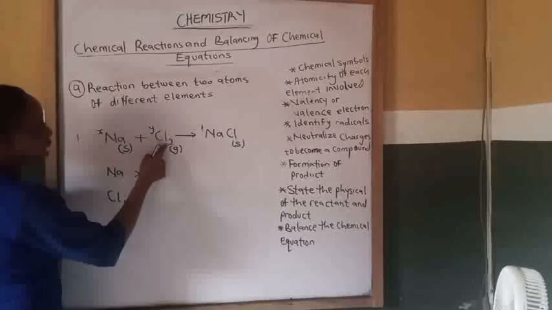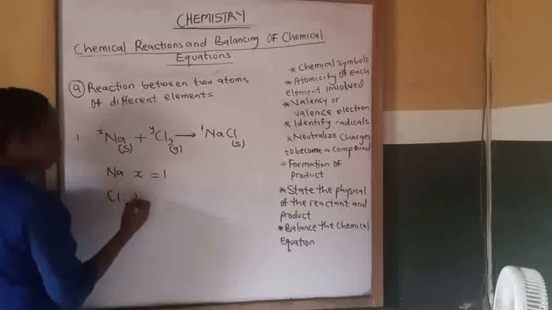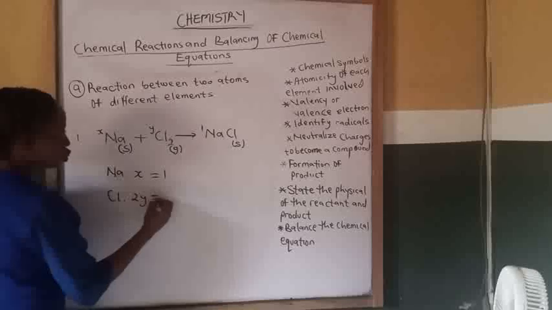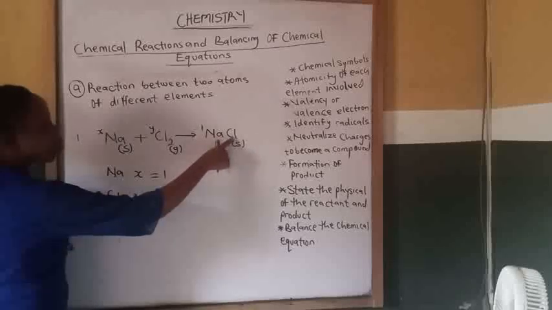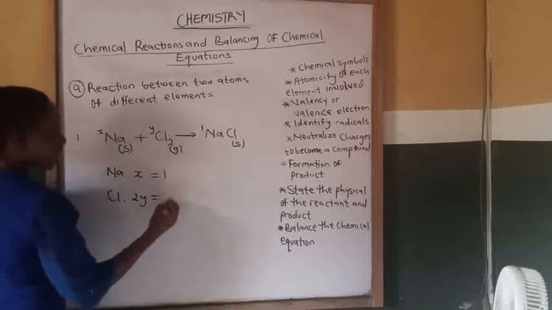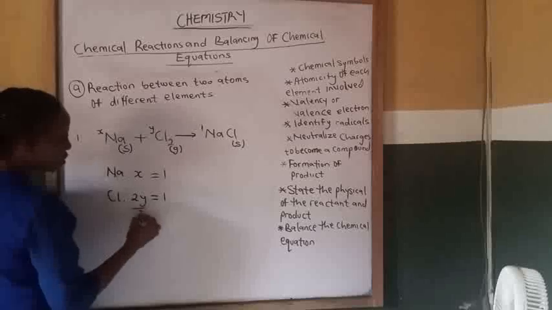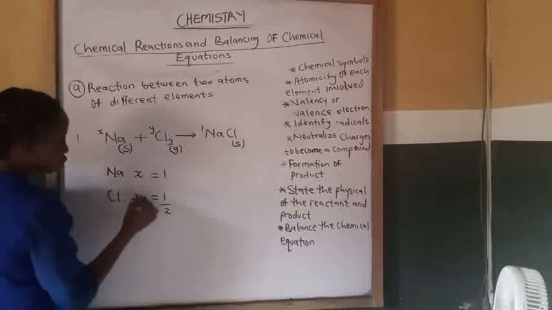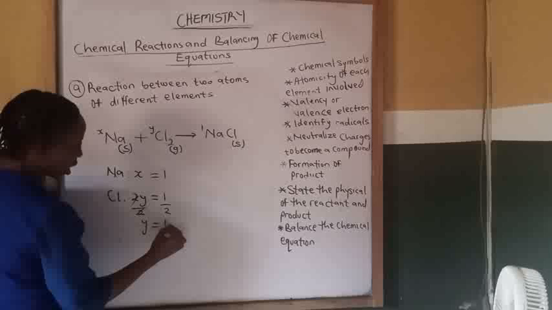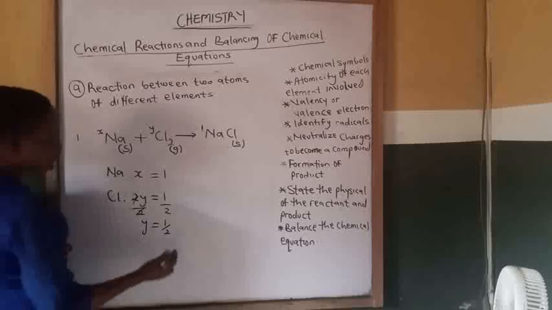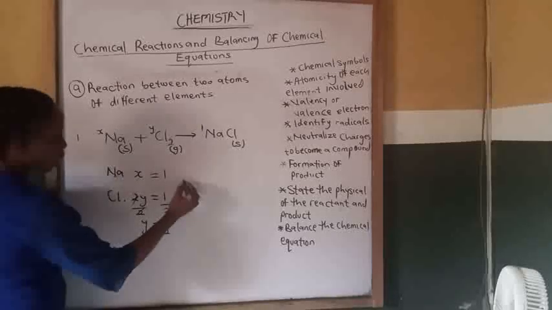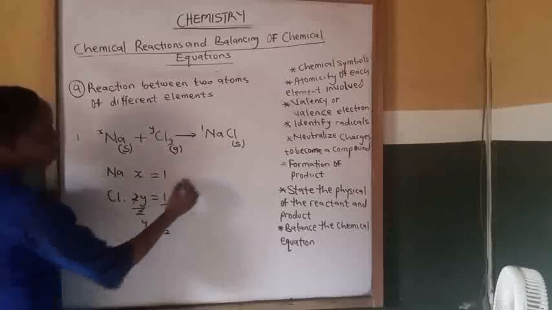Let's come to this side. How many chlorine do we have at this side? That is 2. Chlorine is 2. 2 times y will give me 2y equal to. Then how many chlorine at this side? 1. 1 times my coefficient, that is 1. So therefore, to get y, we divide both sides by 2. So y equal to half. If my y equal to half, now let's write all our unknown values out.